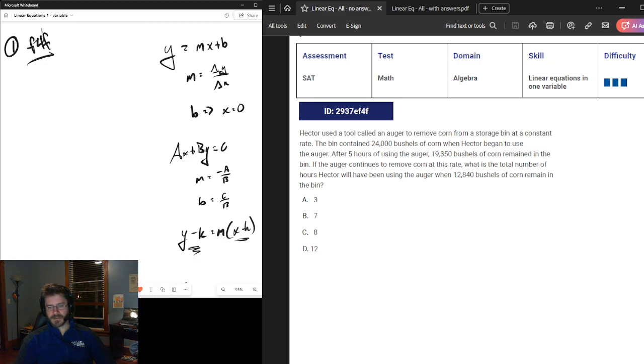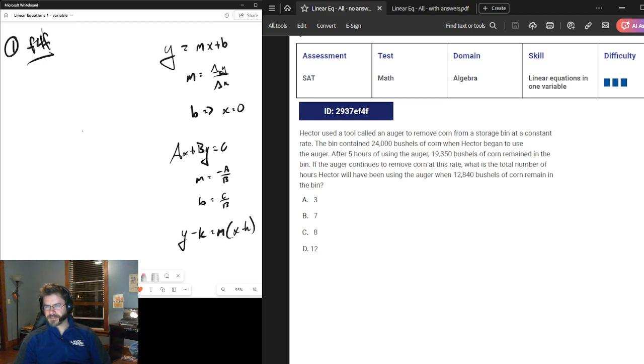So those are some definitions that we will be looking for as we go through our linear equations in one variable. And you would be wise to memorize each of these things and have the language at the ready. So let's dive right in.